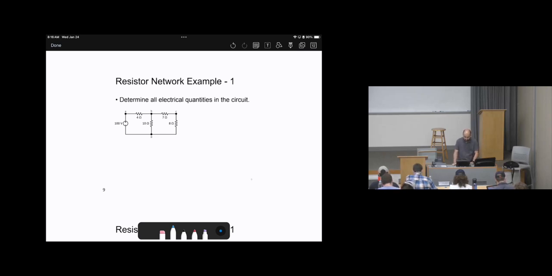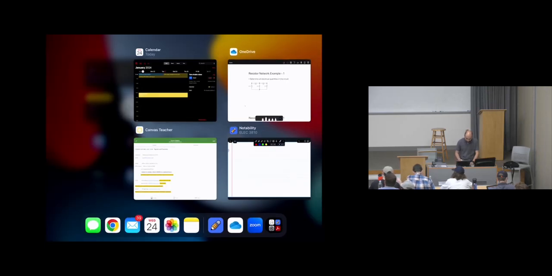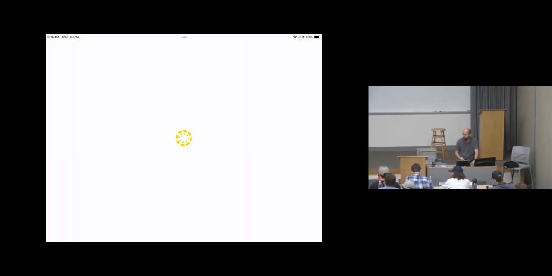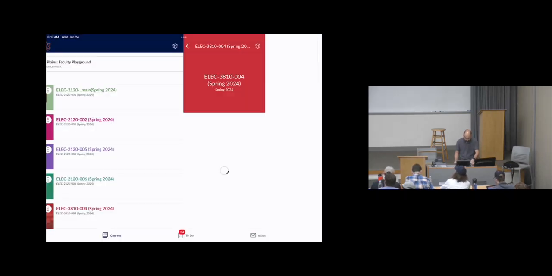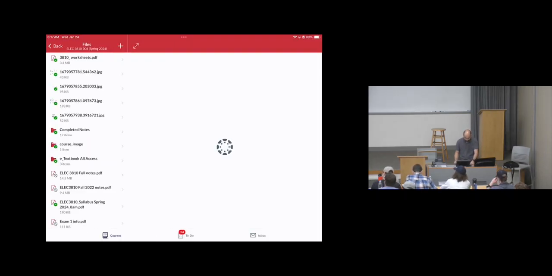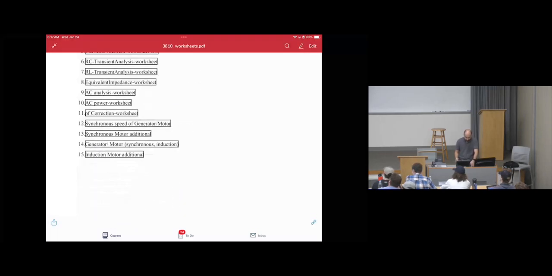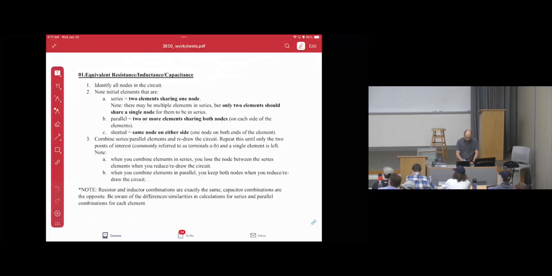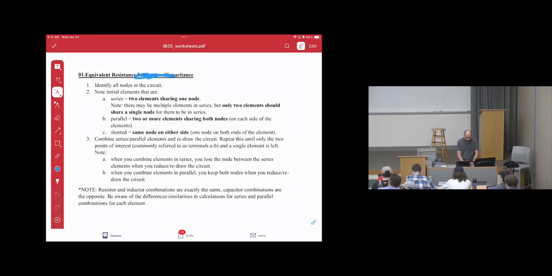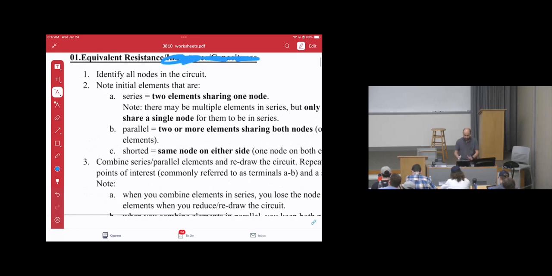Before discussing the network, let's go to worksheet number 1. Go here to Canvas, Files, Worksheets. So we have around 15 worksheets. Let's go to worksheet number 1. This worksheet is about the equivalent resistance, forget about inductance and capacitance. Here it will tell you the procedure and how to find our equivalence in a more organized way.